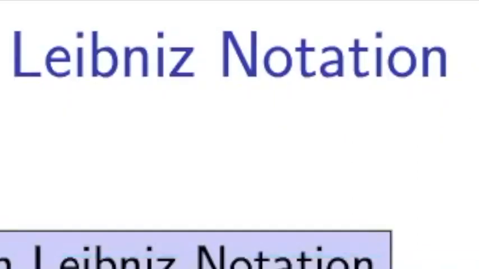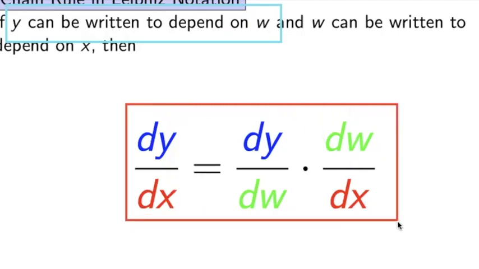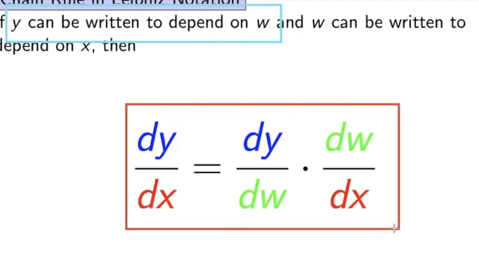Now we are rewriting y by introducing a new function w, so that y depends on w and w depends on x. Once we have done that, we can take the derivative dy dx as the product of the derivatives dy dw and dw dx.